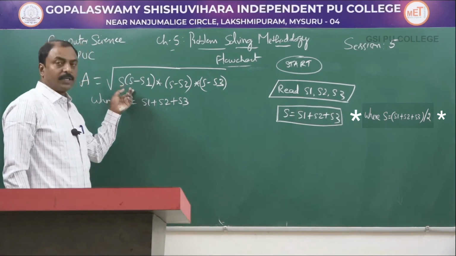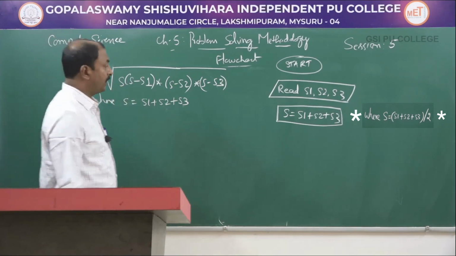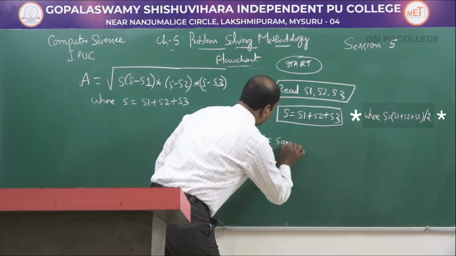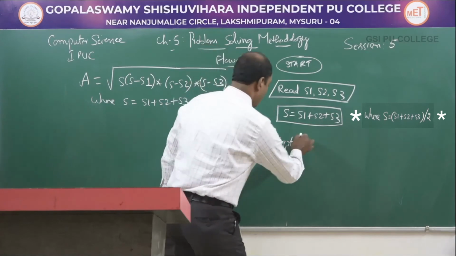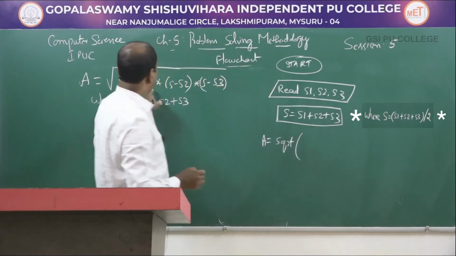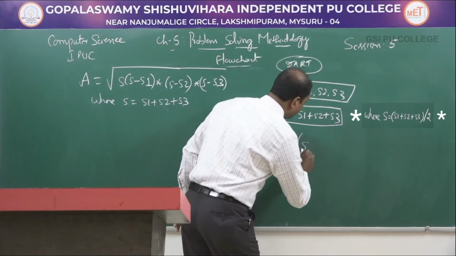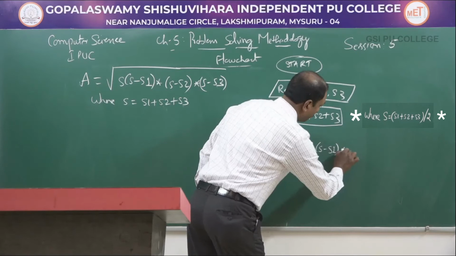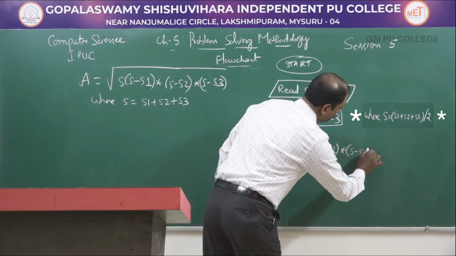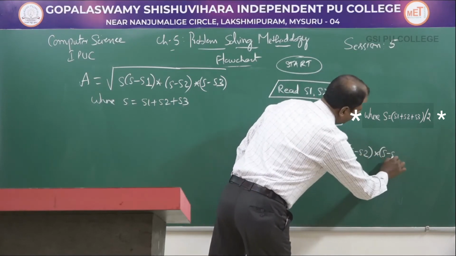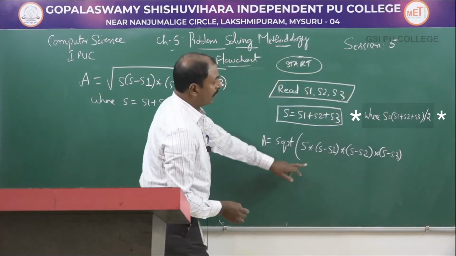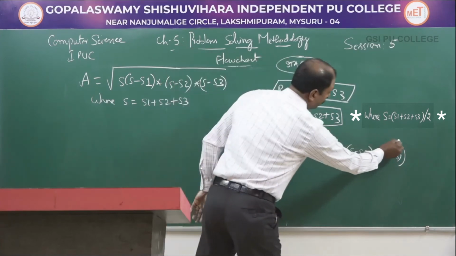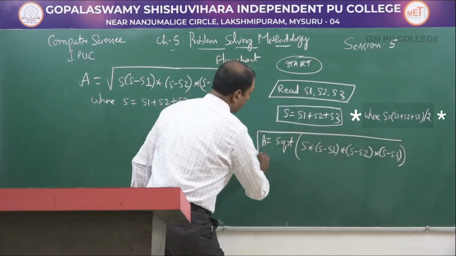Next, we have to find out the area. Again, it is a processing. So we write like this: A is equal to, we are using one function, sqrt. Inside this, we are writing this formula, that is s multiplied by s minus s1, multiplied by s minus s2, multiplied by s minus s3. So we have to close this bracket. So this is a processing. It should be within a rectangle.